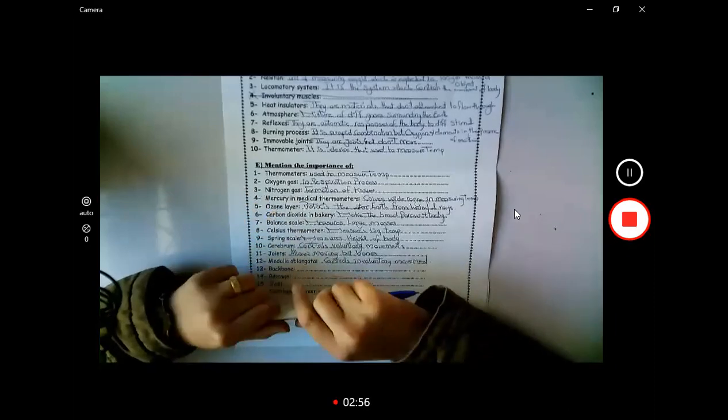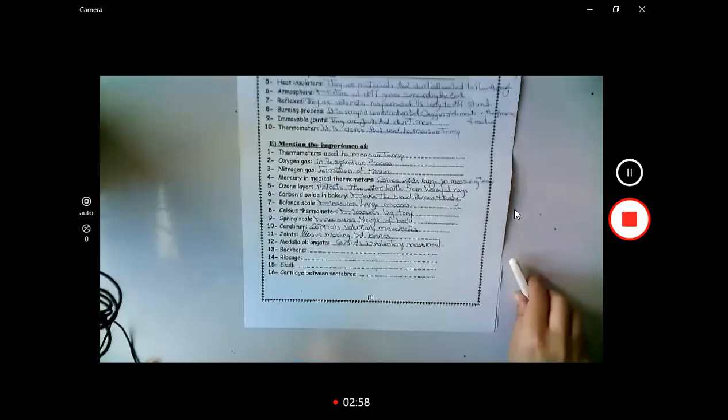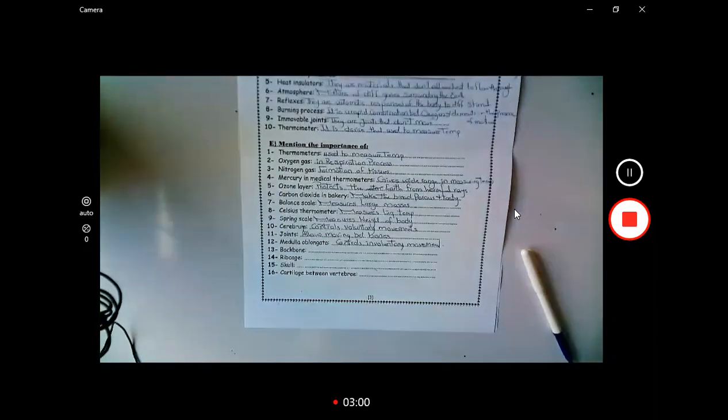Nitrogen is used in making proteins. And what do I use proteins for? To repair the damaged tissue. So nitrogen contributes in formation of tissue. Number 4, mercury in medical thermometer.